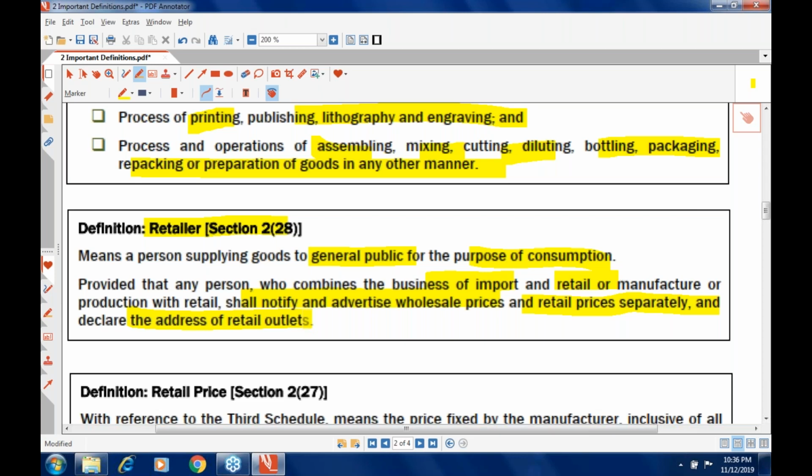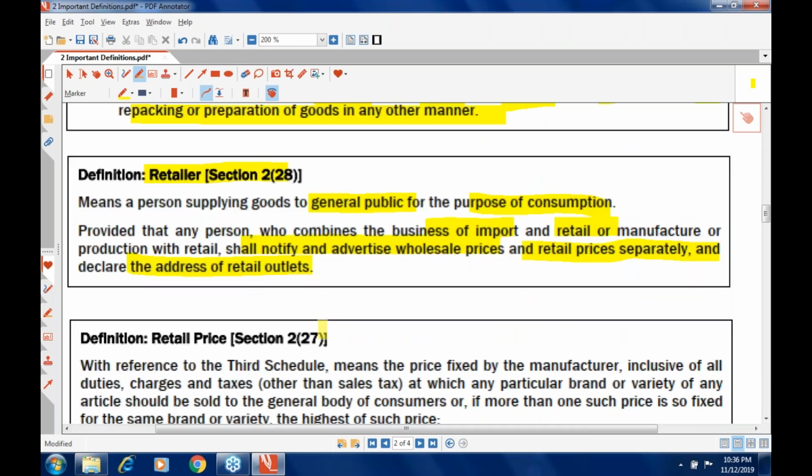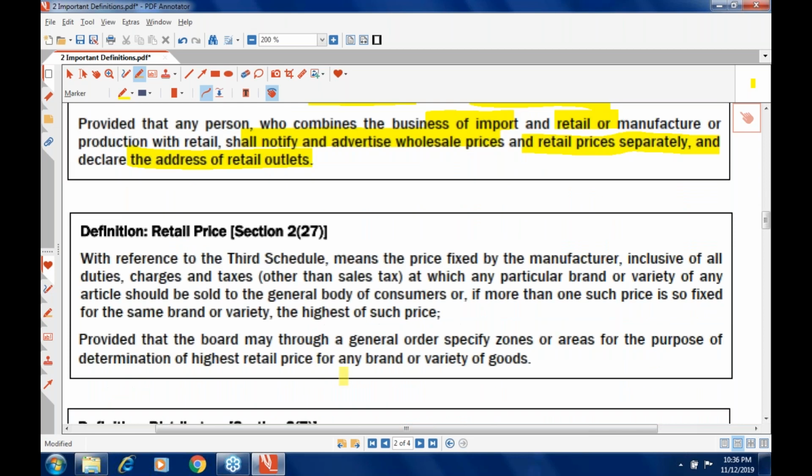So it's important that you tell whether you are selling to the manufacturers or to the consumers. If you are selling to the consumer, that means you are a retailer, otherwise you're not a retailer. Now the next definition is the retail price definition. If you remember from yesterday's session, I talked about a category of supply which is called third schedule item.